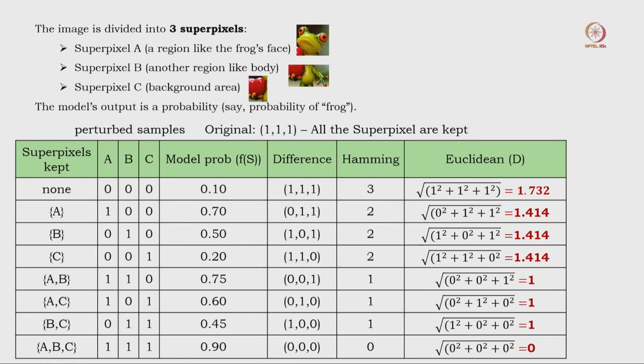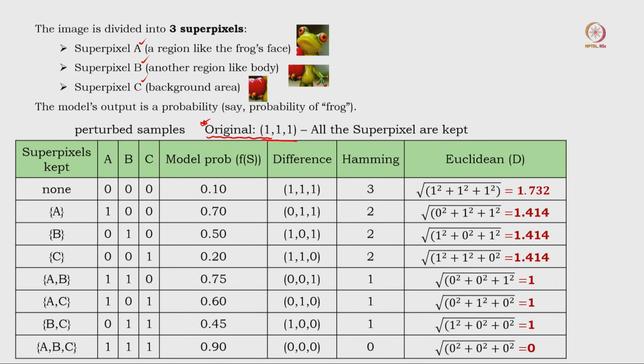let us understand the working mechanism of LIME with an example. Here also the image is divided into 3 superpixels: superpixel A, superpixel B and superpixel C. There is one important concept which you have to consider. When all the superpixels are kept, the value will be 1, 1, 1, because the image is divided into 3, and if all superpixels are kept, then the value is 1, 1, 1. This is important, remember this, we will get back to this point again.